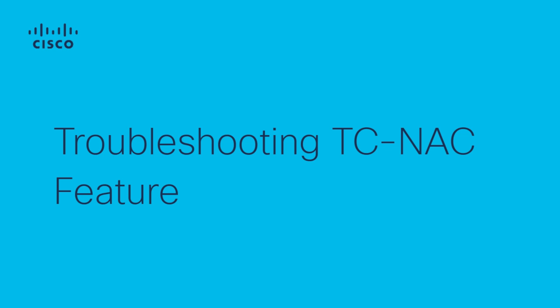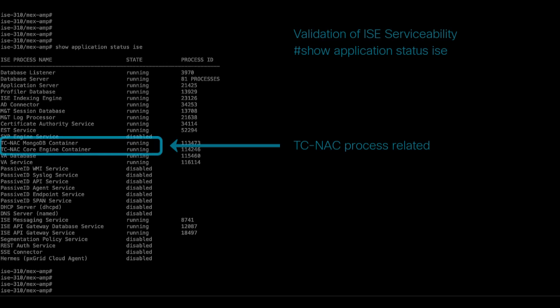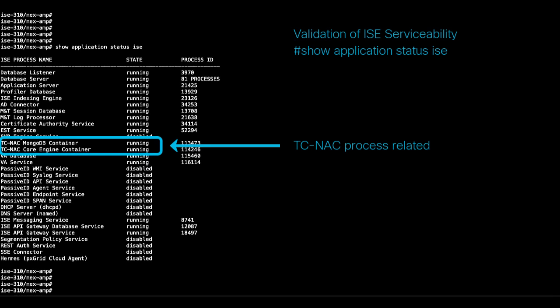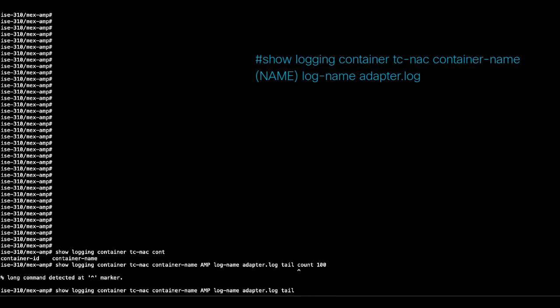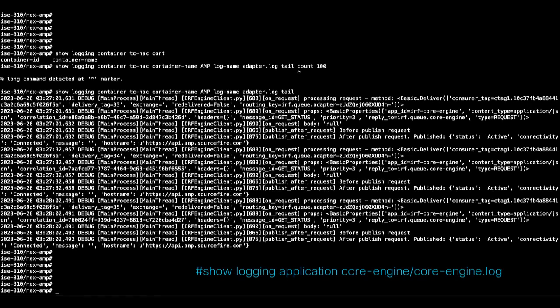Now, you are going to start with troubleshooting recommendations to address the problems that can emerge while configuring a TCNAC adapter. The first portion of the troubleshooting is done through the CLI of the node, where you implement the connection. The command show application status ISE must have all the TCNAC services running. When you have verified that the service is running, you can collect further information with the commands that are displayed on this video. Please verify every one of them to confirm that the adapter is working properly.